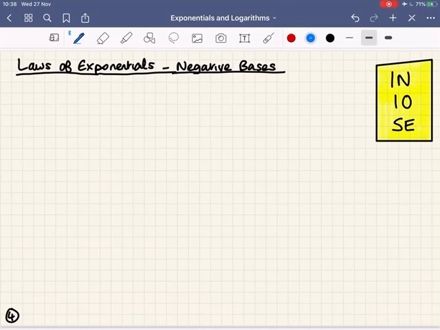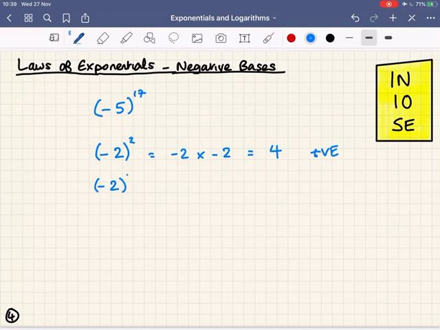Just a word of note about negative bases, because of course as well as 5 to the power of 17 we could have had minus 5 to the 17. It's fine to have a negative base. So just a little bit about the behaviour of numbers with negative bases. Let's use a simple example. If I had negative 2 squared, we know that minus 2 times minus 2 is equal to plus 4. It gives a positive solution. If I had minus 2 to the power of 3, however, I'd have minus 2 times minus 2, which gives me positive 4. But then I'm going to multiply that by minus 2 again to get negative 8. So I get a negative solution.